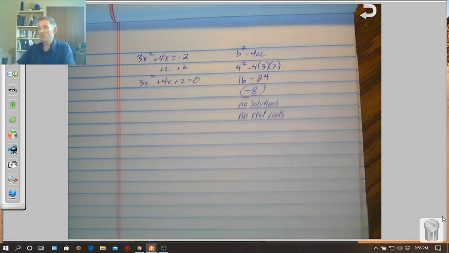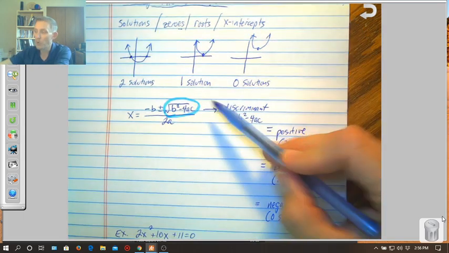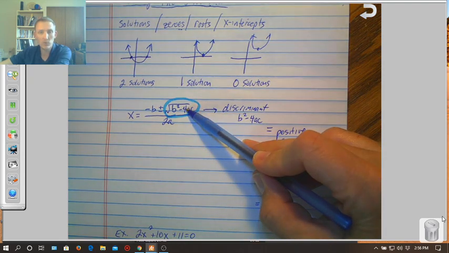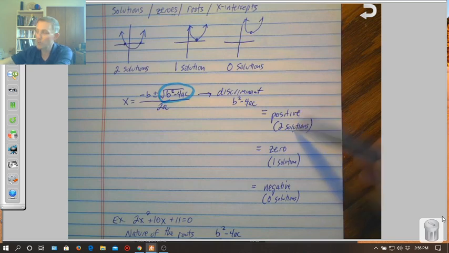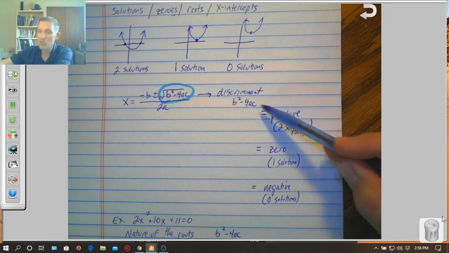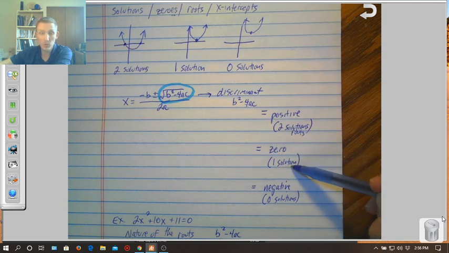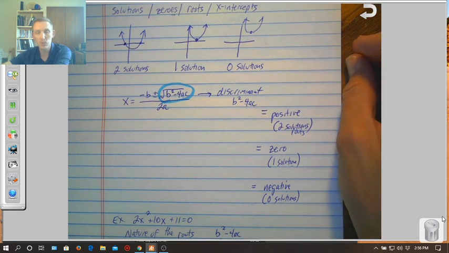So we go back here just to recap. The discriminant is the portion inside the radical from the quadratic formula. If the discriminant is positive, there's 2 solutions or roots. If the discriminant is 0, there's 1 solution or root. And if the discriminant is negative, there are going to be 0 solutions. And those ideas follow up to match the graphs we talked about earlier in this unit.